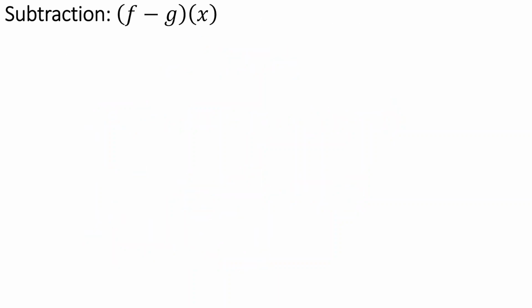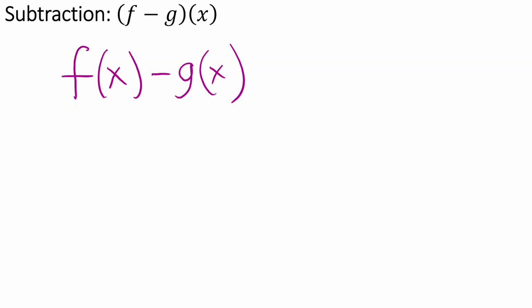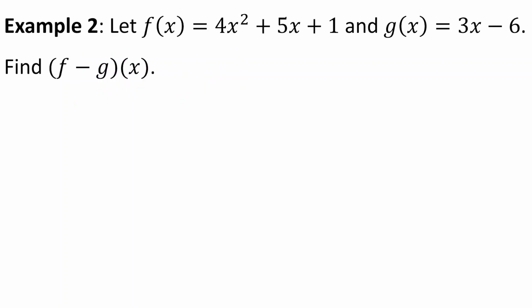For the subtraction of two functions, f minus g of x, we would rewrite it in a nice and visually pleasing way. It would be f of x minus g of x. And in the next example, we see that f of x is the same as example 1, and so is g of x. Our goal is to find f minus g of x. So once again, we'll reiterate it, f of x minus g of x.